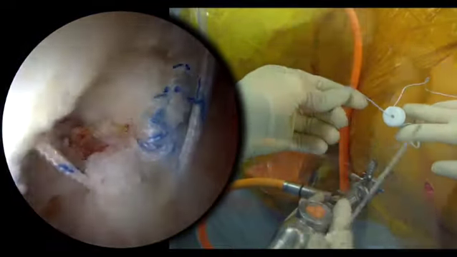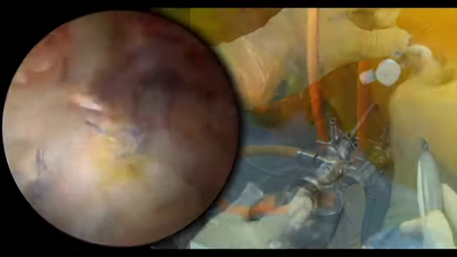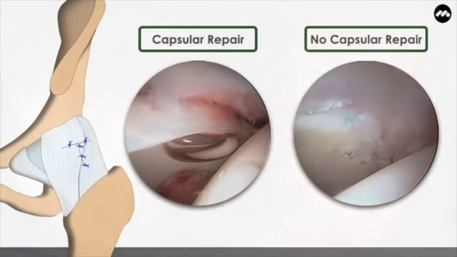The capsular closure is checked at the conclusion of the procedure to ensure there is a watertight seal closure of the capsule. It is important to close the capsule in extension to avoid iatrogenic induction of postoperative flexion contracture. This concludes the presented basic hip scope series.